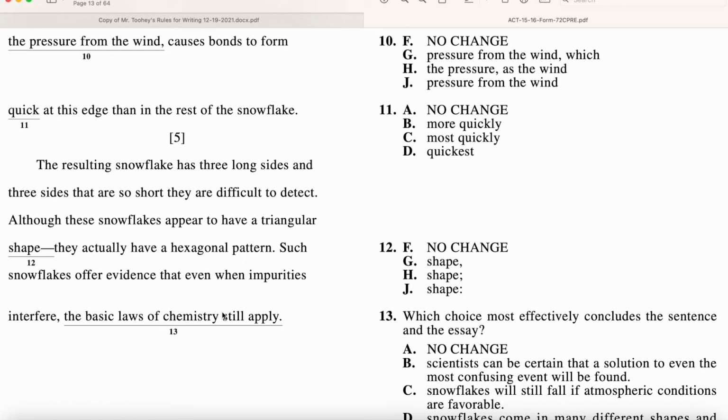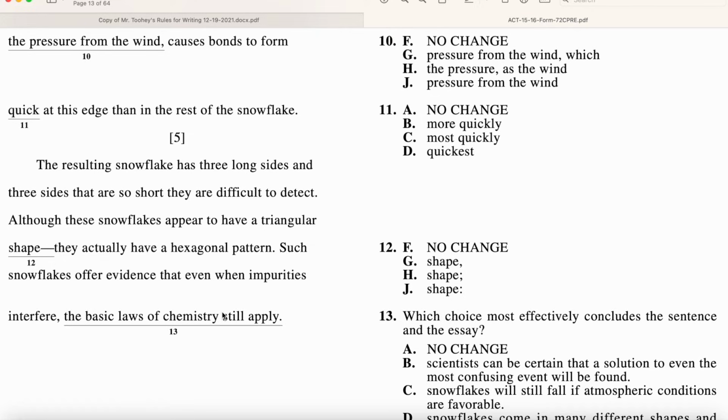Although these snowflakes appear to have a triangular shape, they actually have a hexagonal pattern. How's G sound? It sounds all right. Let's keep it. Let's try H. Although these snowflakes appear to have a triangular shape; they have a hexagonal pattern. How's H sound?